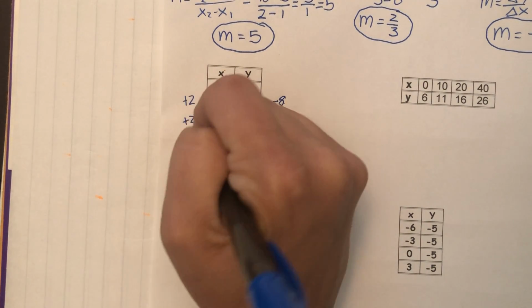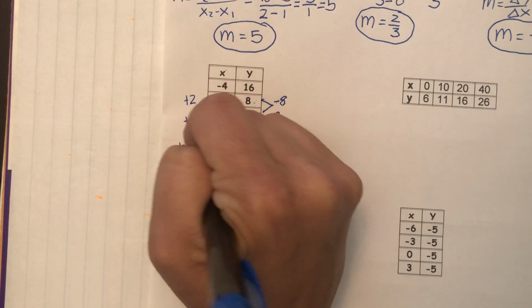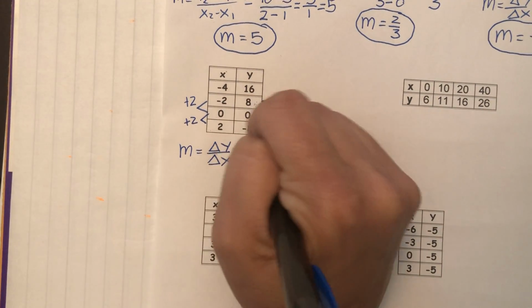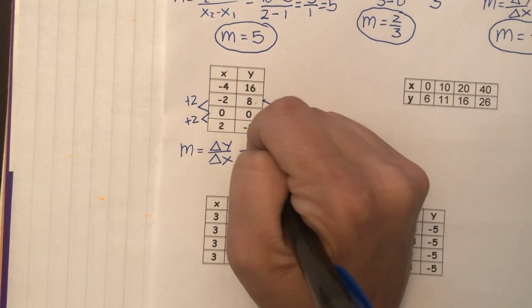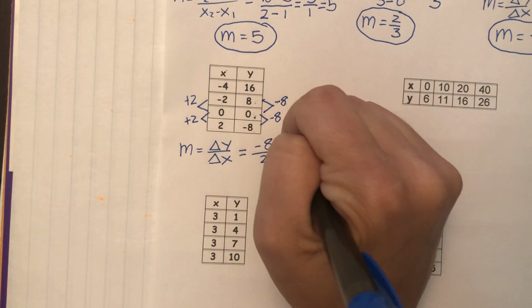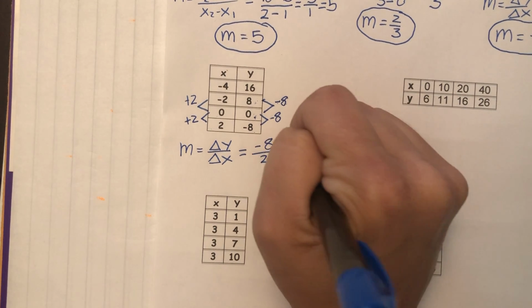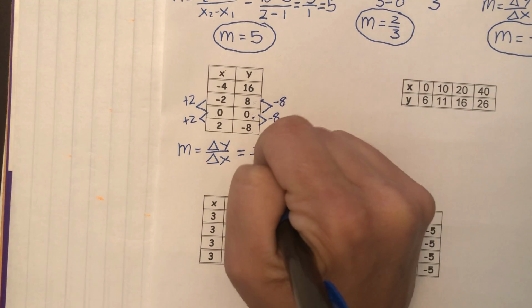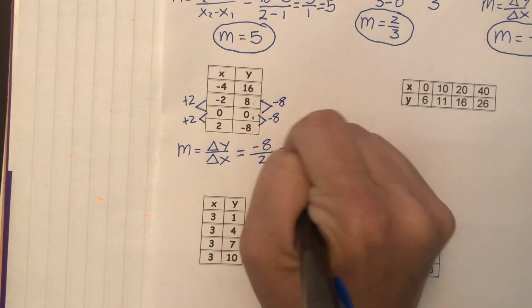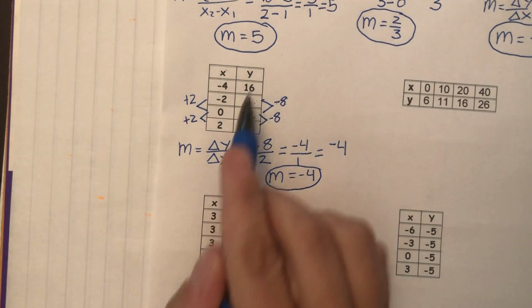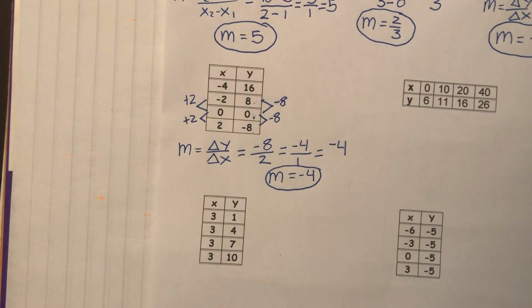Slope is always the change in y over the change in x. My change in my y values was -8. Change in the x values was 2. Simplify that. -4 over 1, which is -4. So m equals -4. That is the slope of this line. Again, we could plot these points and connect them and find the slope that way.